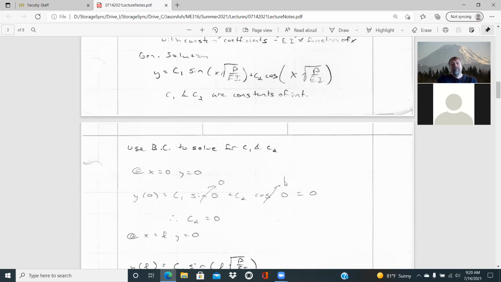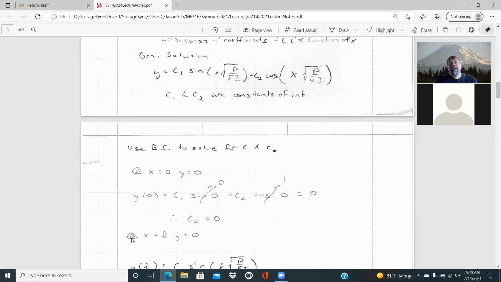And so that tells us then that C1 could have any value, and that would still be 0 because it's multiplied by 0. With cosine 0 equal to 1, C2, if that were any finite value, would not be equal to 0 on the right-hand side. So it just tells you that C2 is equal to 0. And so that drops off an entire term for our general solution for this pin-pin case.